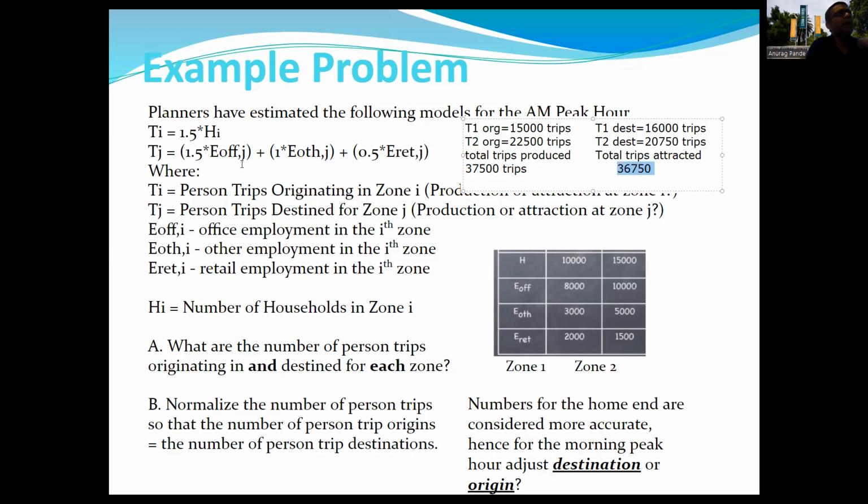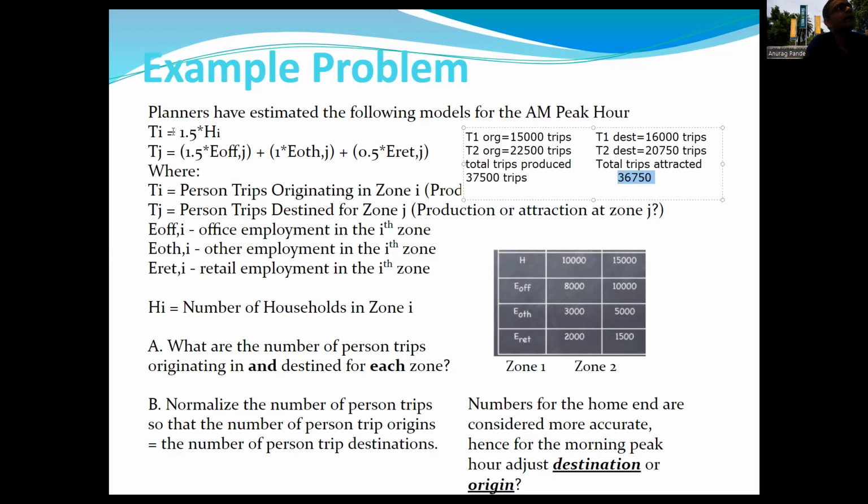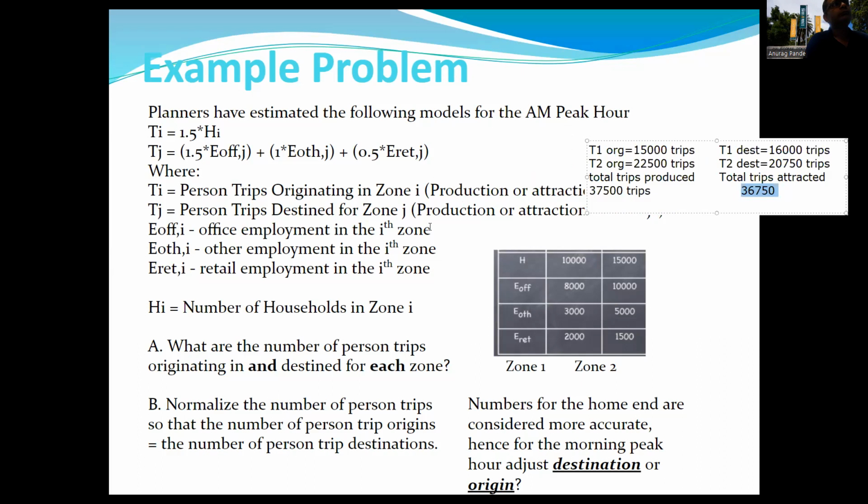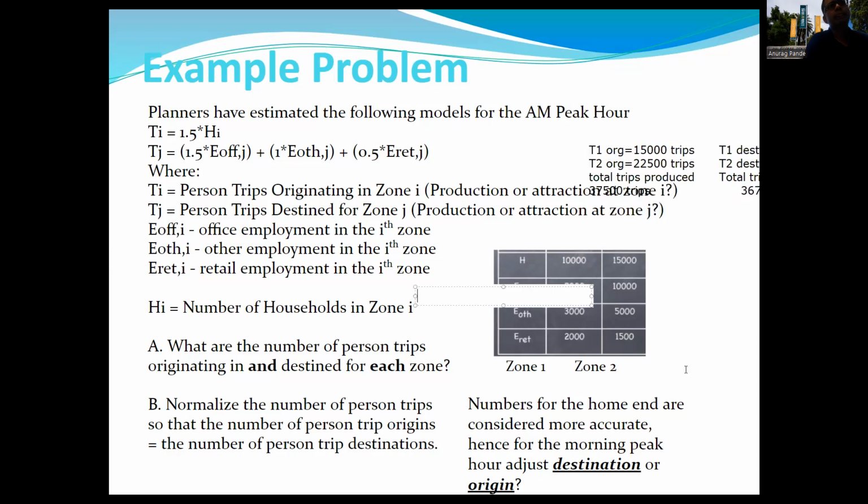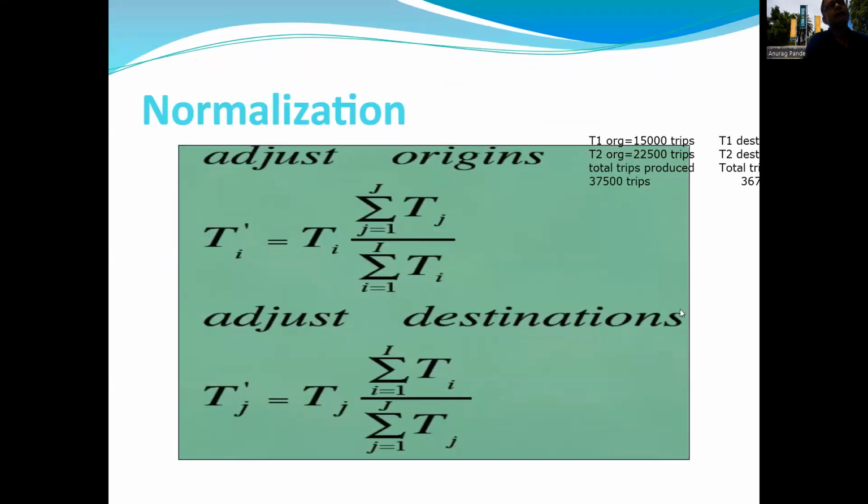That's a problem because I'm applying these two models, so I need to apply a correction. How do I apply a correction? I assume, because it's a morning peak hour trips, that my origin model is relying on the household characteristics, so I could consider that to be more accurate. Once I use these numbers, I can apply the correction based on these formulas. So 37,500 trips, and this is only 36,750 trips. I'm going to adjust my destinations because I assume my origins are more accurate.